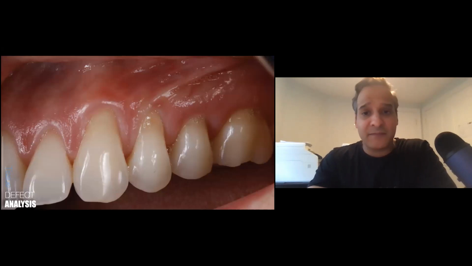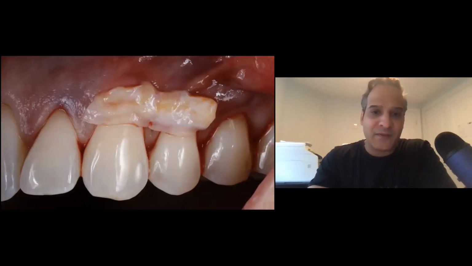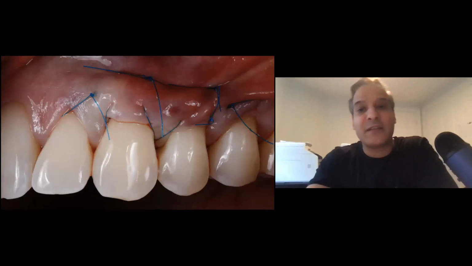Another case here, same thing, recession. You can see the frenal pull, minimal attached tissue. A connective tissue graft is placed into the site to measure. It's tucked into the tunnel and sutured.